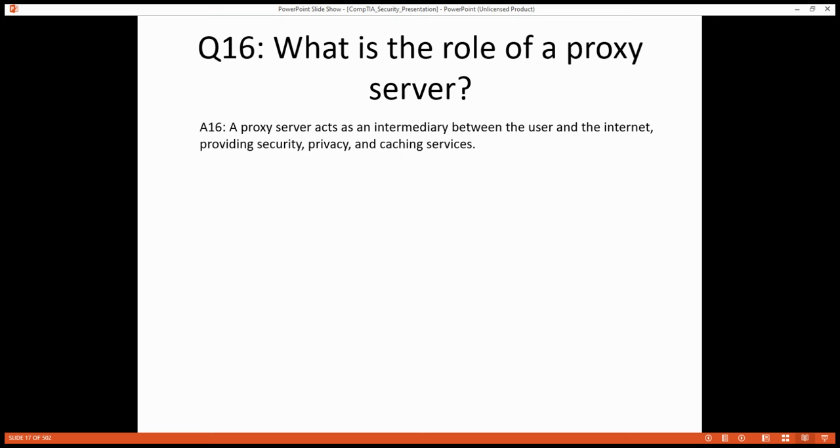Q16. What is the role of a proxy server? A16. A proxy server acts as an intermediary between the user and the internet, providing security, privacy, and caching services.